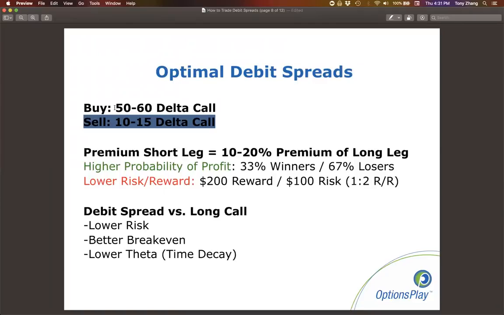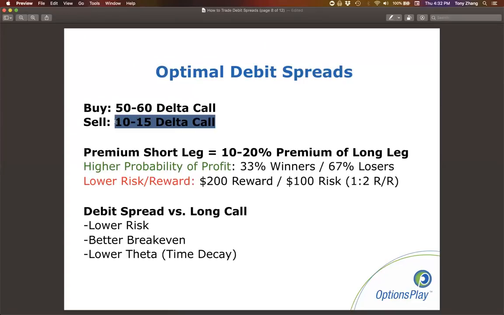The reason for this really is because when you're buying a 50 to 60 delta call, you're buying something that has some intrinsic value, so that not all of the premium that you're paying is extrinsic value, which means that time decay is going to be a bigger factor against you. So you want to minimize time decay in the long leg, and the way to do that is by buying an in-the-money call.